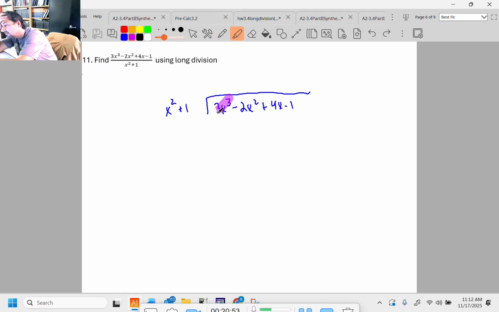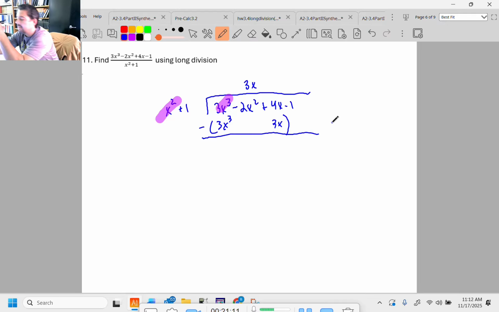All right, first goal. It takes a 3x to make this true, because 3x times x squared is 3x cubed. 3x times 1 is 3x. Oops, I need to put that in the right spot. I need to put it over there with the x's, like terms with like terms, right before you subtract. The x cubes will cancel. We're going to have to bring this down. And 4x minus 3x is a singular x.